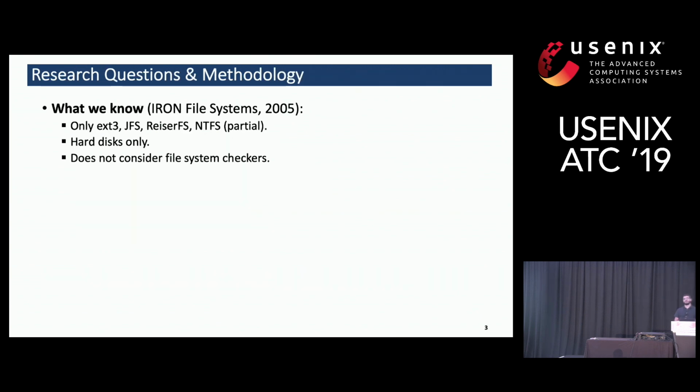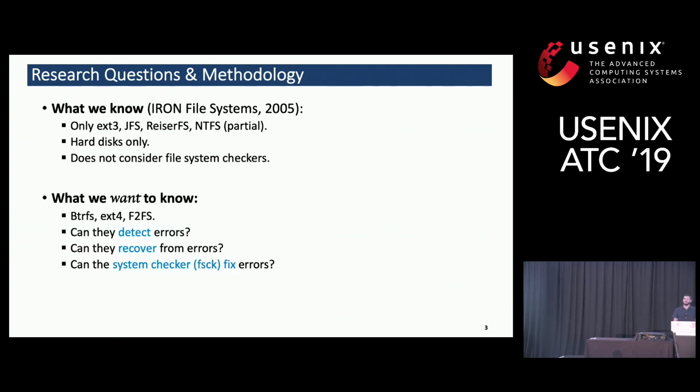So, what do we currently know about this? The RM file systems paper studied 4 file systems that were common back in 2005. However, this study includes errors related to hard disks only and does not consider file system checkers. In our study, we focus on 3 modern file systems and explore their ability to detect and recover from errors, along with the ability of their file system checkers to resolve issues offline.